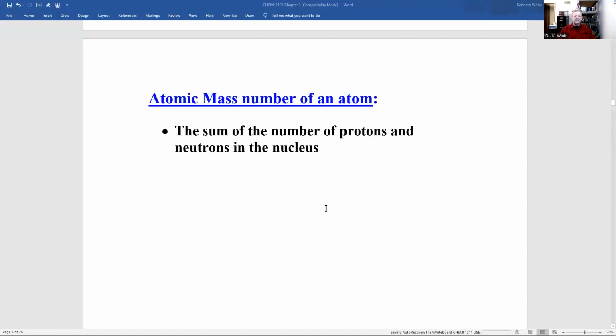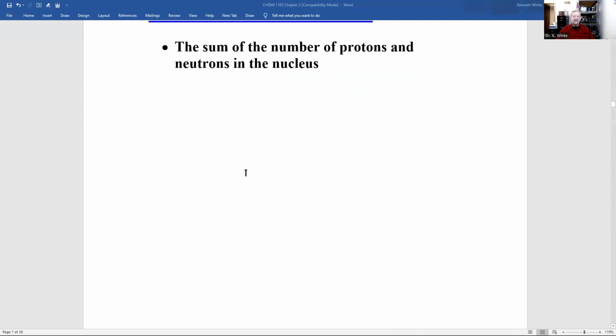All right. We're talking about the atomic mass number, which is the sum of the number of protons and the number of neutrons in the nucleus. Nucleus, center of the atom.